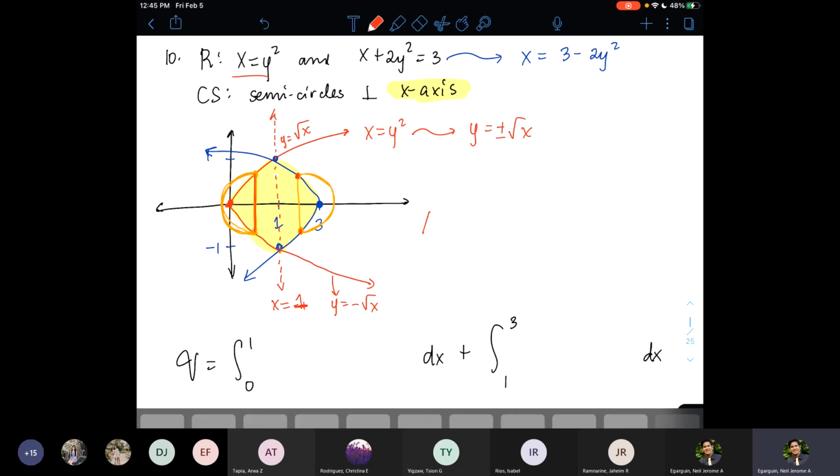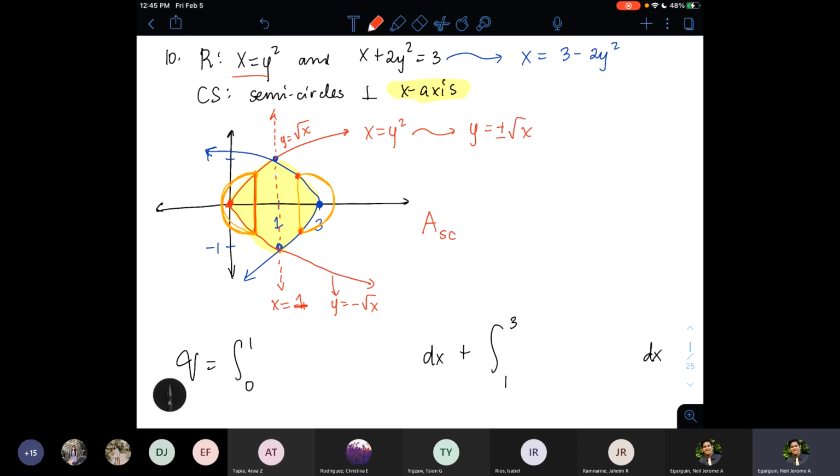The cross sections are semicircles. And remember, the formula for the area of a semicircle is 1/2 the area of a circle. Okay, 1/2 pi radius squared. But what is the radius? The radius is half of the length of the vertical strip. So here the length of the vertical strip is the diameter, right? And this would be top minus bottom, okay?